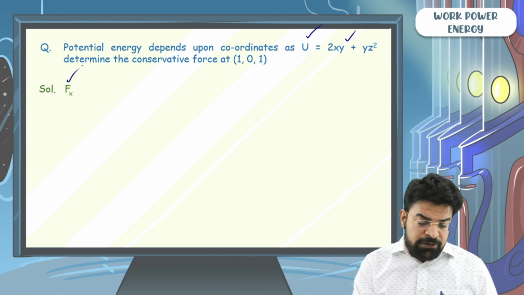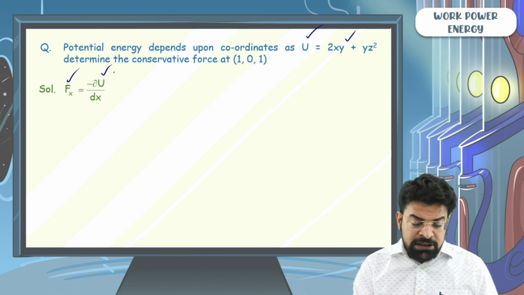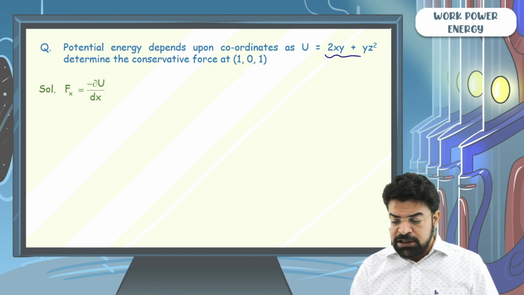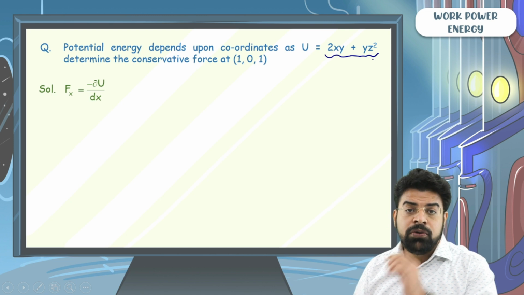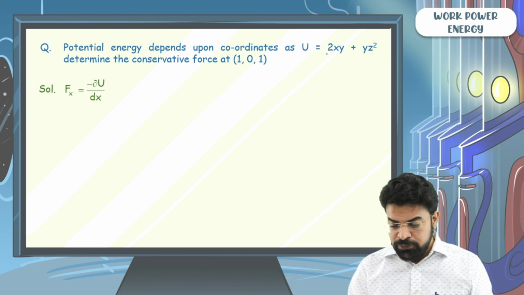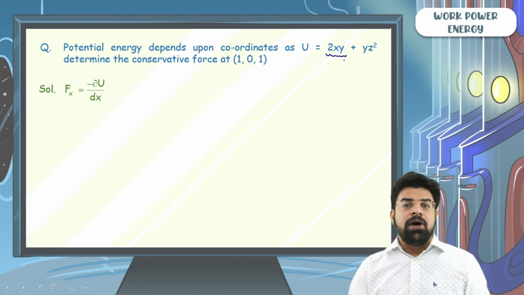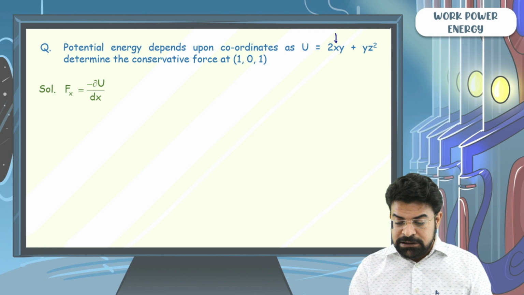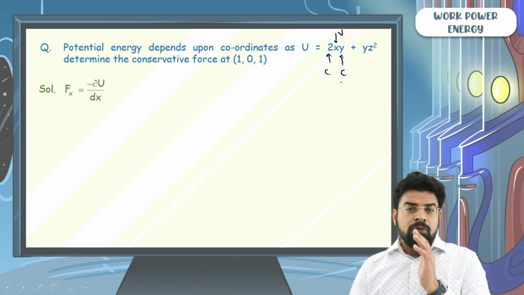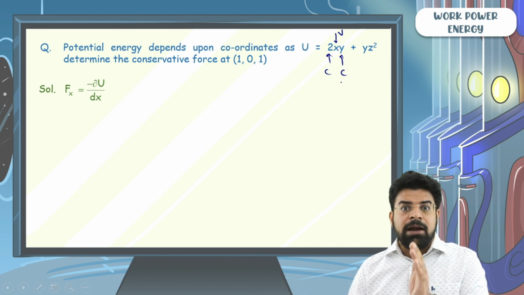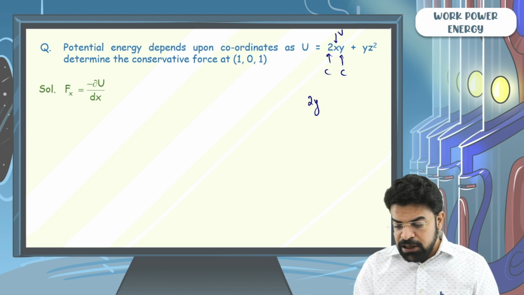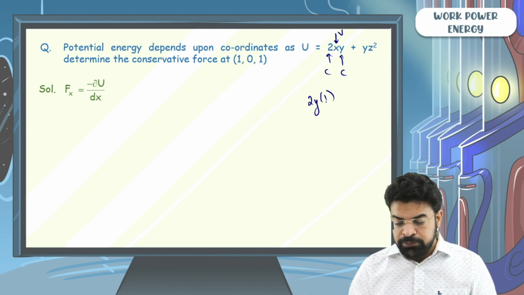We will say the conservative force in x direction equals minus del U by del x. When you partially differentiate this function with respect to x, you treat y and z as constant. So look at the first part. Differentiation of 2xy. Here you will treat x as variable, while you will treat 2 and y as constant. What do you do to the constant multiplied with variable when you are differentiating? You take the constant out. So you will take 2y outside and the differentiation of x will be 1.